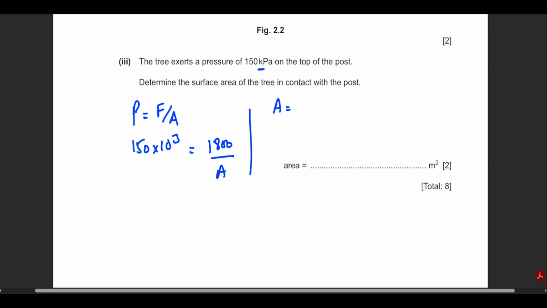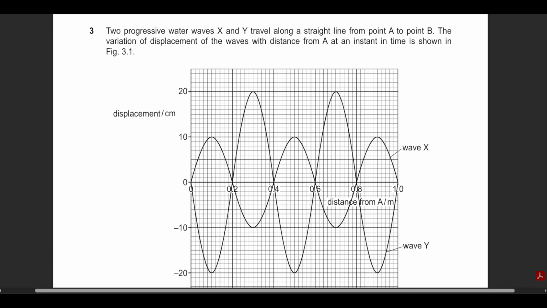Draw a line, show the presentation. A should be equal to 0.012 meters squared. This should be 0.012. Question number 3.